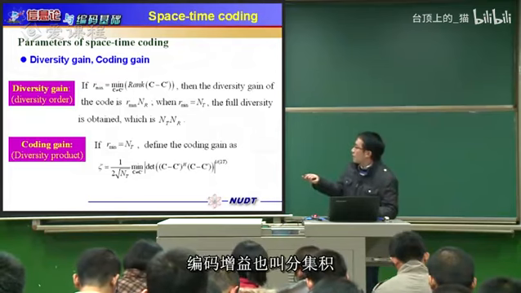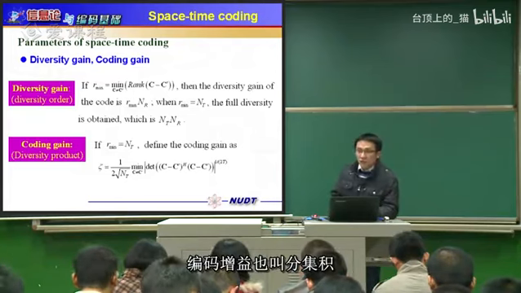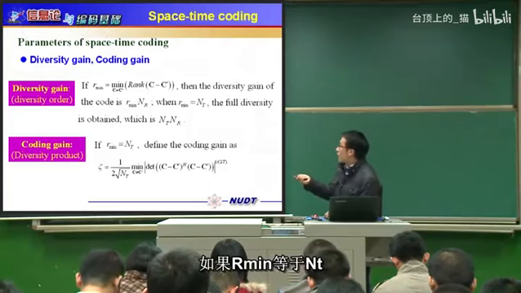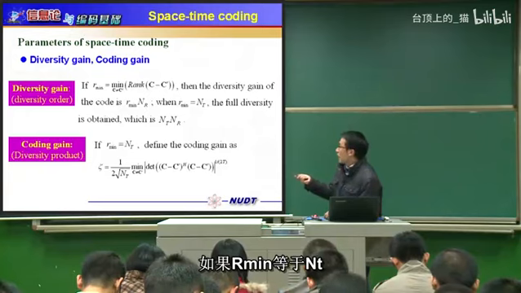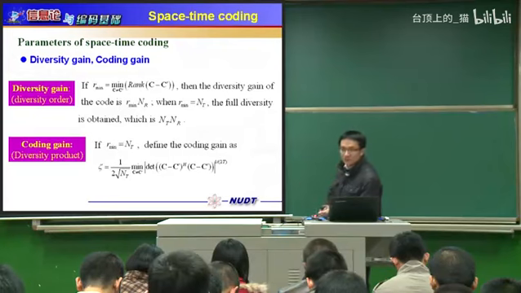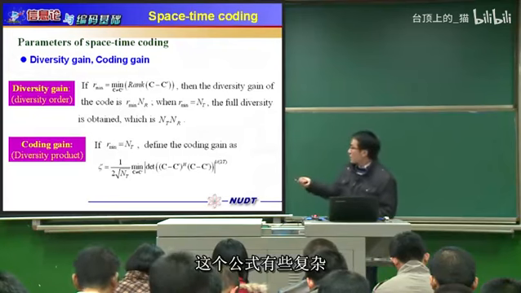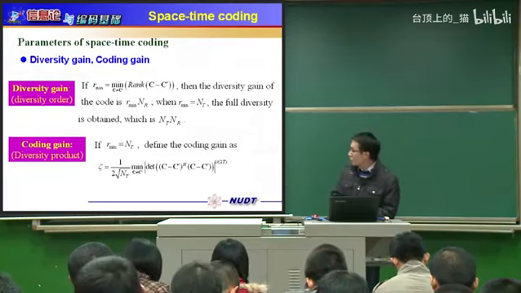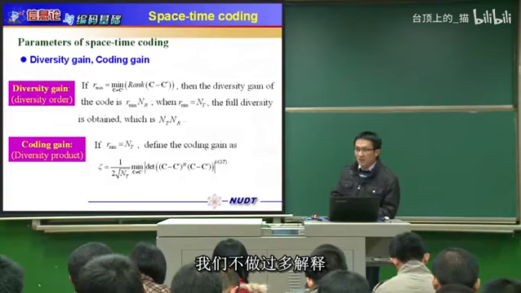And the coding gain, which is also named diversity product: if R min is equal to NT, we can define the coding gain as this expression. This expression is a little complicated, so we will not explain more.